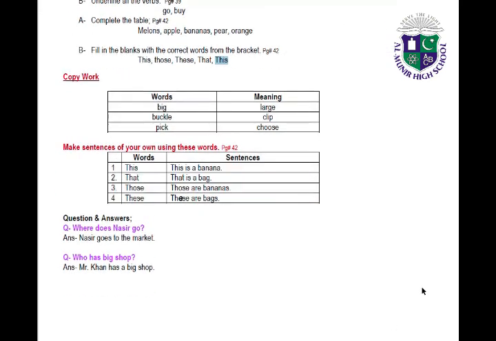Now write the question answers. The first question is, where does Nasir go? Nasir goes to the market. Who has a big shop? The answer is Mr. Han has a big shop.